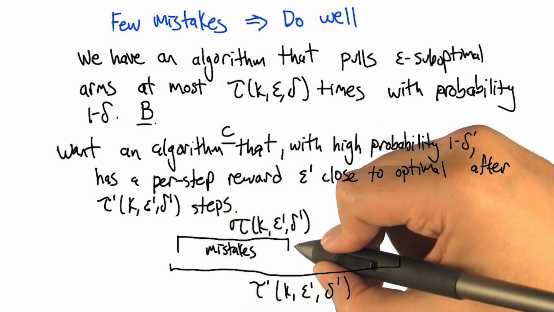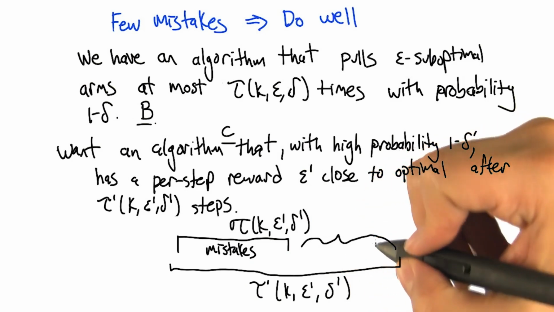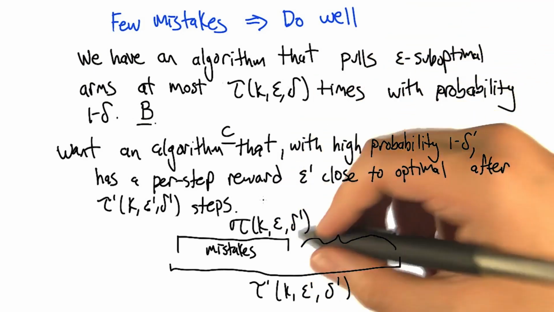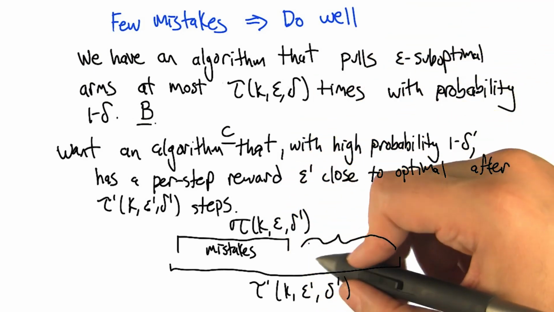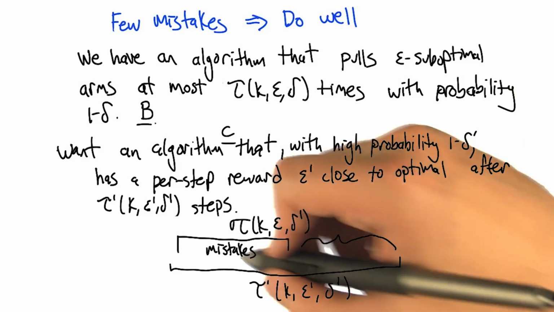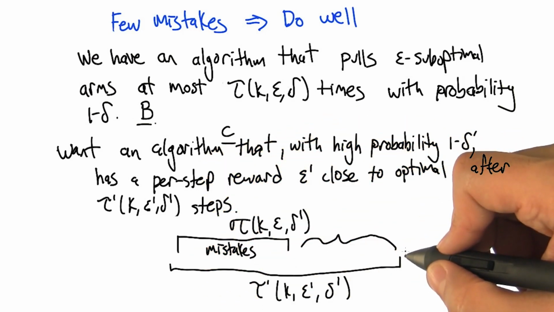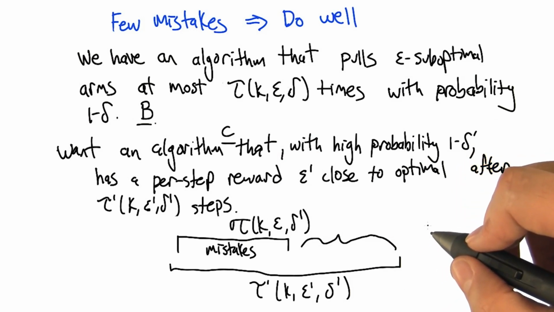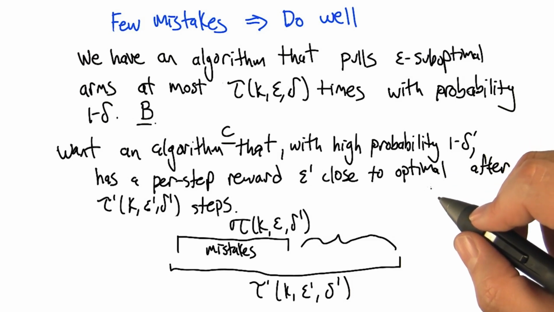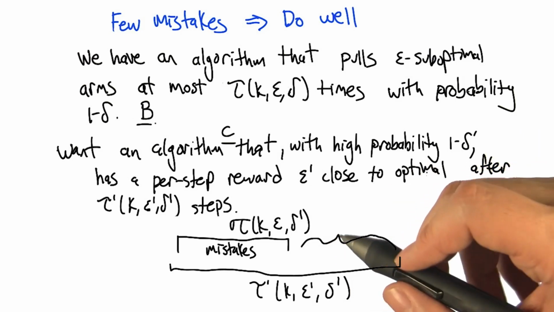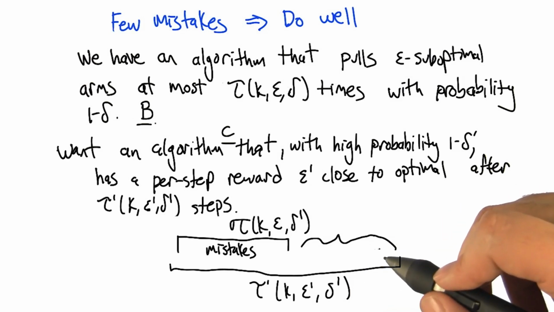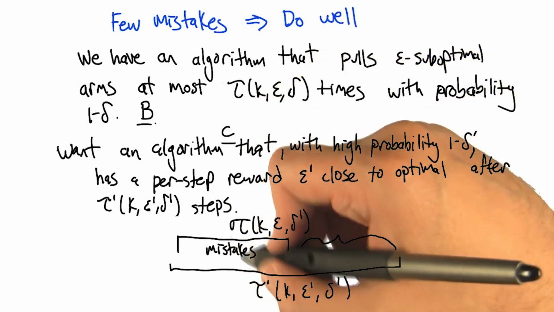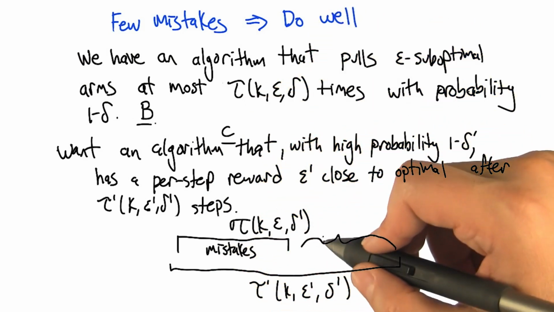And then all the rest have to be actually near optimal. In fact, it's going to be epsilon optimal. So we might need a different epsilon than epsilon prime. But let's say that it's epsilon optimal for the rest of these steps. What do we have to do to make it so that this average is close to optimal? Well, from that point on, we just pull anything that's epsilon optimal, and it'll all average out, right? No, because we don't know how to pull things that are epsilon optimal from that point on. All we know is that this algorithm B is going to make at most tau, k, epsilon, delta prime mistakes.